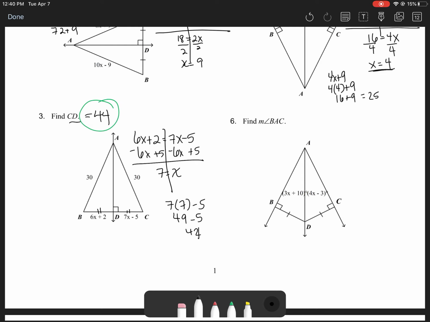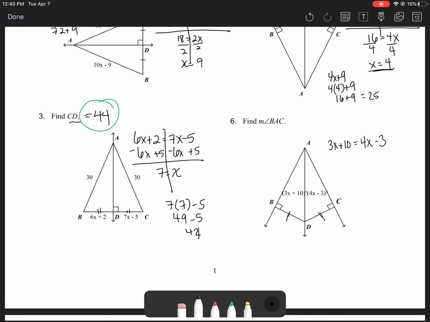And similarly for number 6. So number 6 gives me that the lengths to the sides are congruent, so that tells me that this is an angle bisector. So I can set up my angle measurements as congruent.